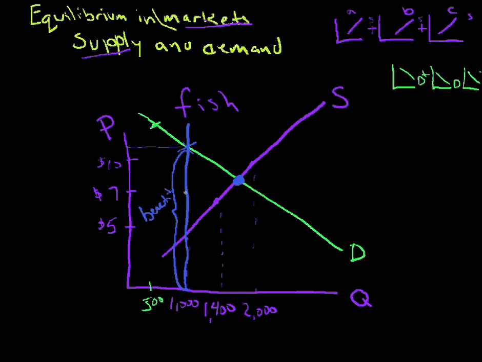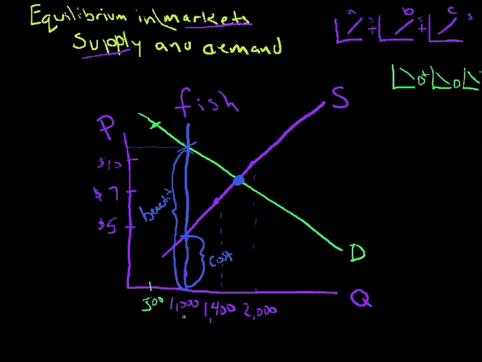We don't benefit that much from the 1,000th pound. How much does it cost to make 1,000 pounds of fish? Way down here. So the cost is down here. And really what's happening, the extraordinary part about supply and demand, is we're going to be looking at benefit and cost and seeing what happens.